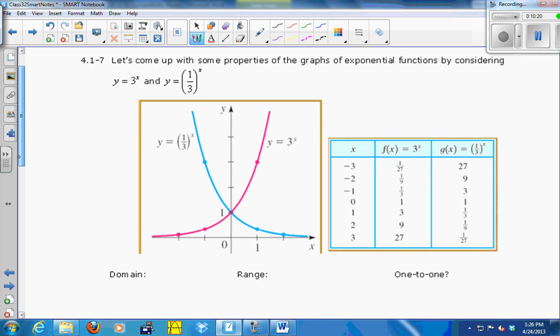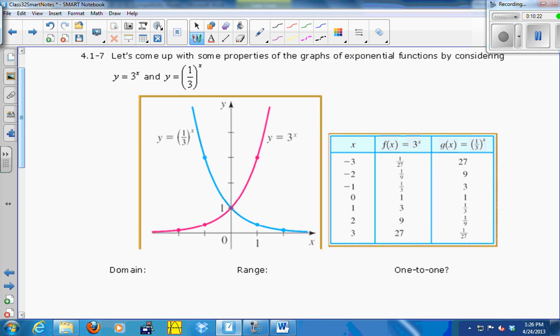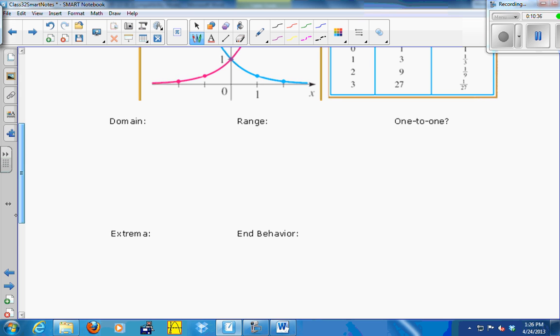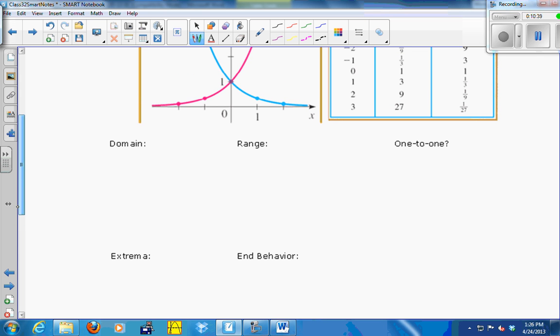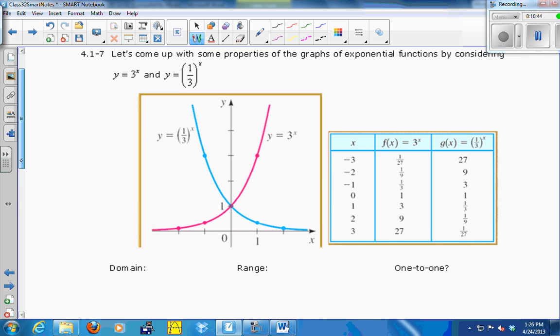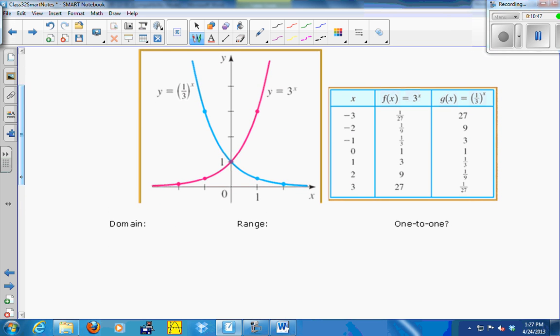All right, so here I've picked 2 random examples of the different flavors of exponential functions, 3 to the x and 1/3 to the x. And we're just going to go through and answer several questions that we ask about functions. Domain, range, is it 1-to-1? Does it have any extrema? What's its end behavior? So these are typical questions that we've been asking of all the functions we study. Now we're going to look at the answers for the exponential. So there are arrows on here that aren't shown, which we might need when we do end behavior.